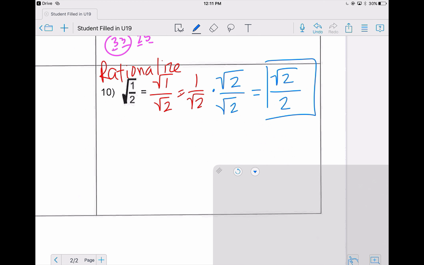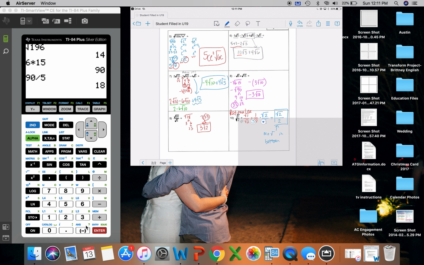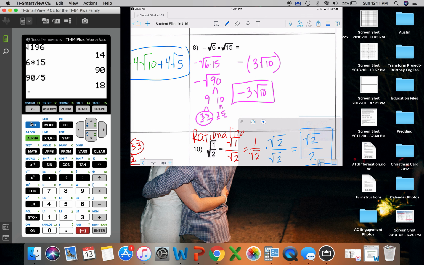Remember, with all of these problems, you can do a quick check in your calculator by typing in what you originally had. For example, let's do problem 8. I originally had negative square root of 6 times the square root of 15. And I simplified it to negative 3 square roots of 10. And I have the same starting decimal and the same ending decimal.